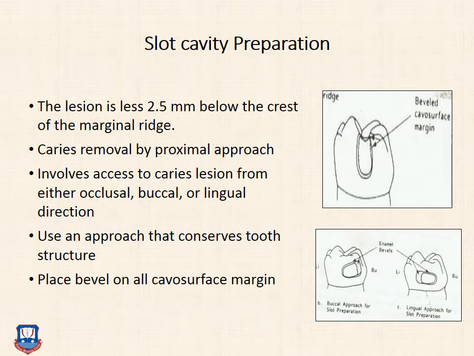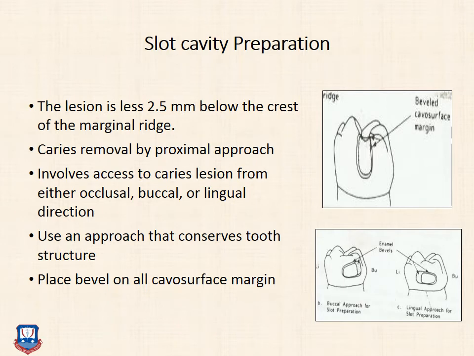Now moving on to the slot cavity preparation. These are a few modifications of cavity preparation compared to the conventional cavity preparation. In the slot cavity preparation, as you can see in the picture, which is mostly for the proximal surface, the lesion is less than 2.5 mm below the crest of the marginal ridge. So you have a cavity or caries which is below the crest of the marginal ridge. Caries removal is by the proximal approach, so it is not involving the marginal ridge.